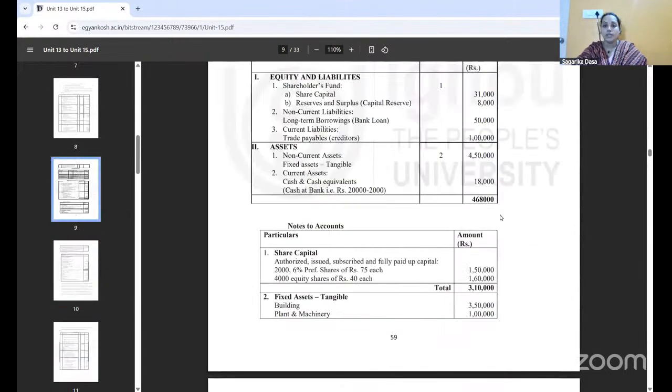This is how we prepare the journal entries and balance sheet in the books of the concerned company when it comes to internal reconstruction. These are the problems which you can see in the internal reconstruction as well as in the external reconstruction. This is the concept which you have in internal and external reconstruction. I hope the concept is very much clear.